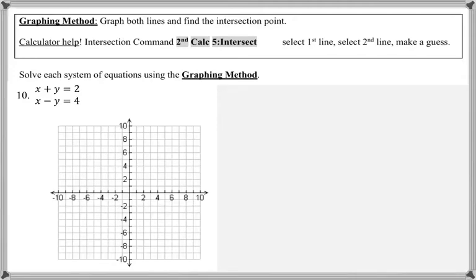Question number 10, we're trying to solve the system of equations using the graphing method. And we actually have an intersection command on the calculator that can do this. So we're going to graph both of these lines in the calculator and then find the intersection point. But before we can do that, we actually need to solve for y in both of these equations so that we can graph it on the calculator.